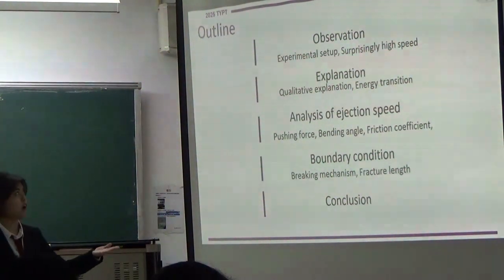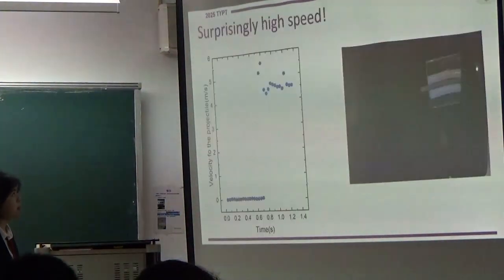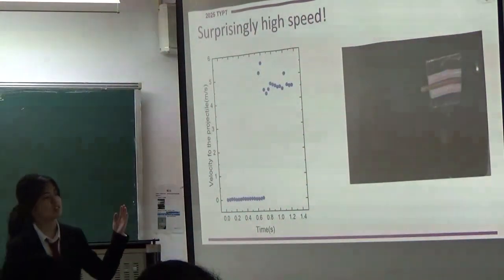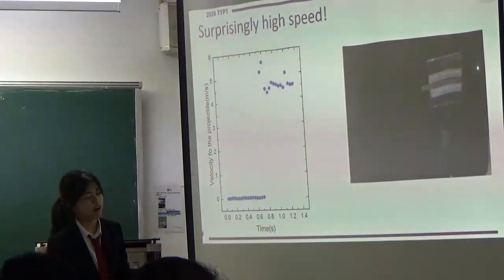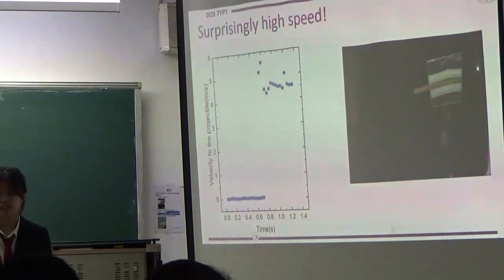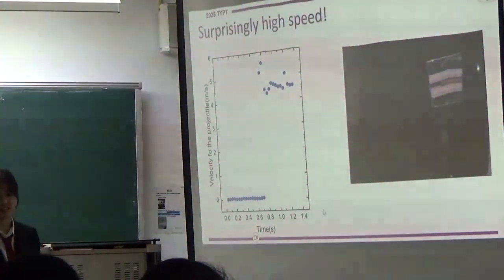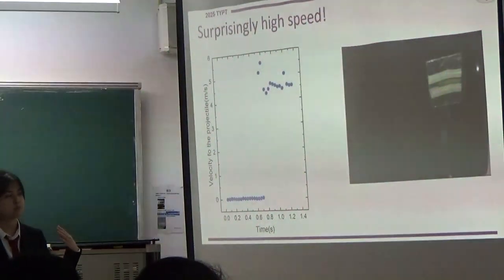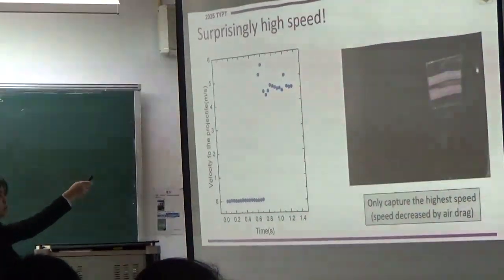So here will be our outline. The first section will be the phenomenon overview. This is the video of our experiment. And as you can see, it will first bend inside the tube and break into pieces, and then be ejected from the tube at a surprisingly high speed, which is here.